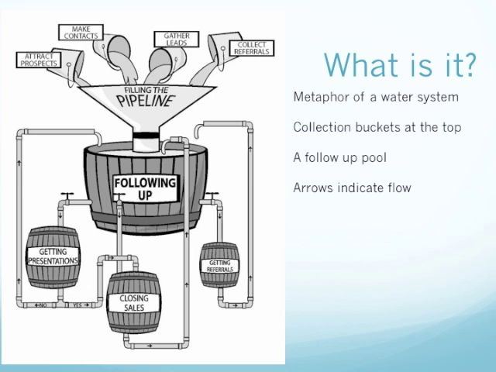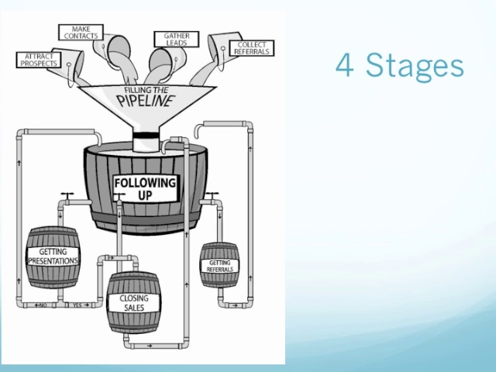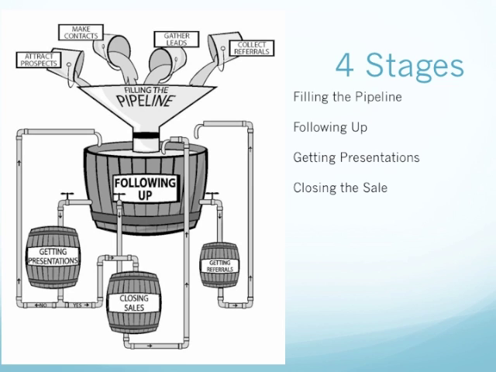Arrows will indicate the flow in the bottom half of the diagram so that you can see how someone will be moved from your follow-up pool into getting presentations, closing sales, and to getting referrals. The 4 stages of the Universal Marketing Cycle are filling the pipeline, following up, getting presentations, and closing the sale.